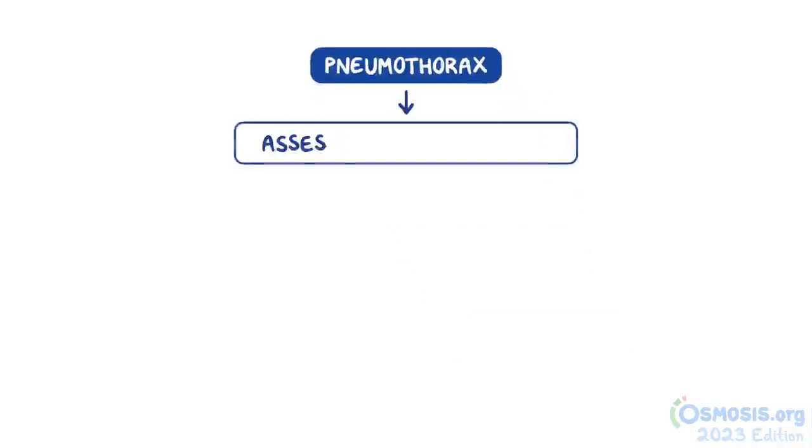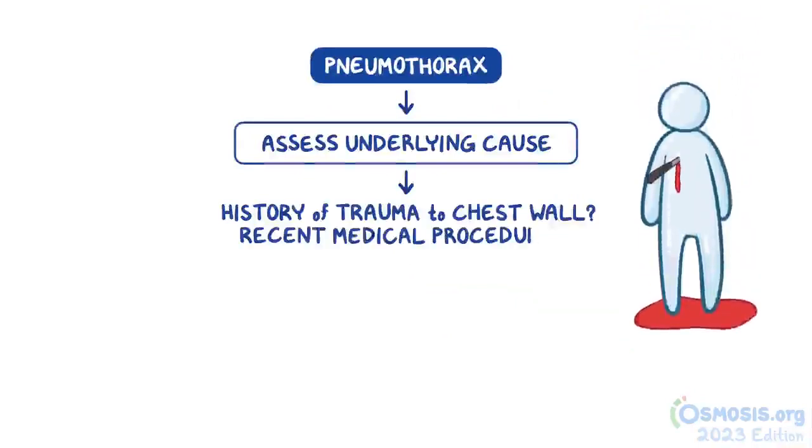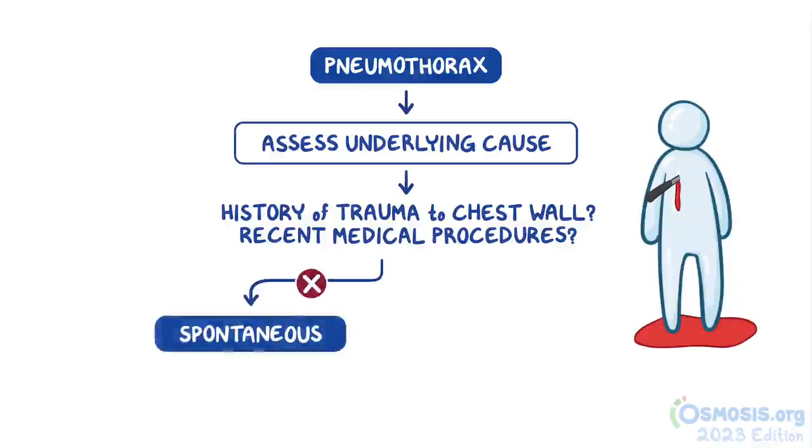Now that you've diagnosed pneumothorax, the next step is to assess the underlying cause. Ask about a history of trauma to the chest wall and any recent medical procedures where inadvertent trauma may have occurred. If neither of these is present, then the pneumothorax is said to be spontaneous.